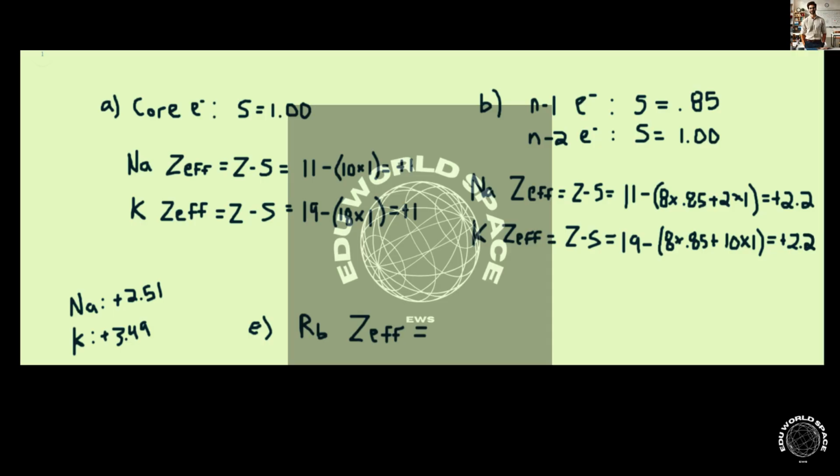Great. And then it says in part C, which approach gives you more accurate estimate of Z effective? Between these two, between plus 1 and plus 2.2, clearly using Slater's rules gets us closer to these. So it would be, I'm going to write method B.